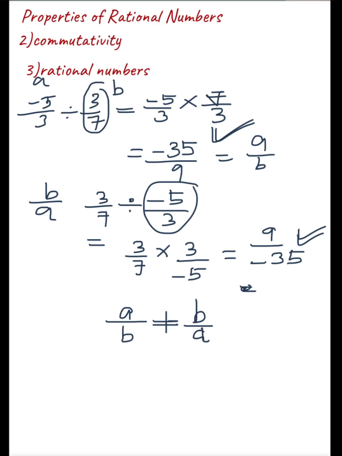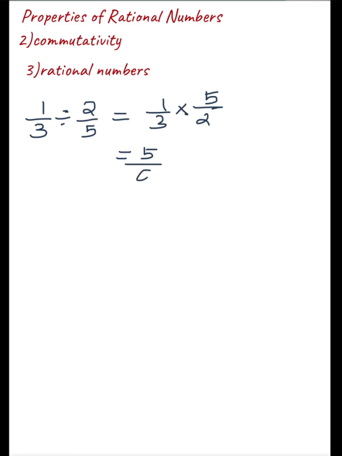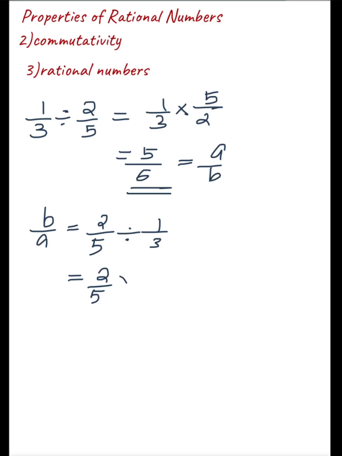Let's take one more example and see. I am taking 1 by 3 and dividing it by 2 by 5. How will you divide it? 1 by 3 into the reciprocal of the second, which is 5 by 2. So it will be 5 by 6. The answer will be 5 by 6. This is A by B. Now what is B by A? B by A is equal to 2 by 5 divided by 1 by 3. That means 2 by 5 into the reciprocal of 1 by 3, which is 3 by 1. So our answer will be 6 by 5.